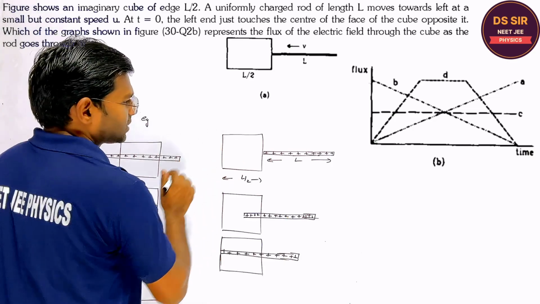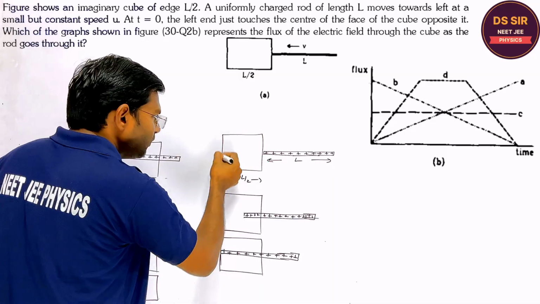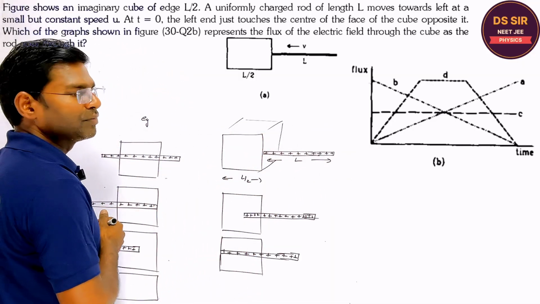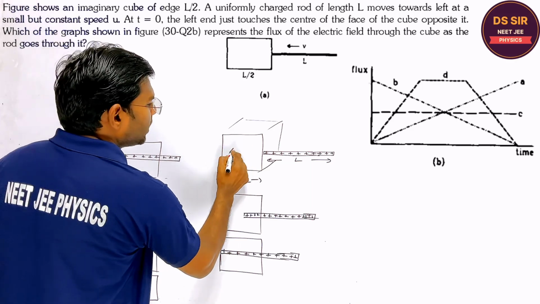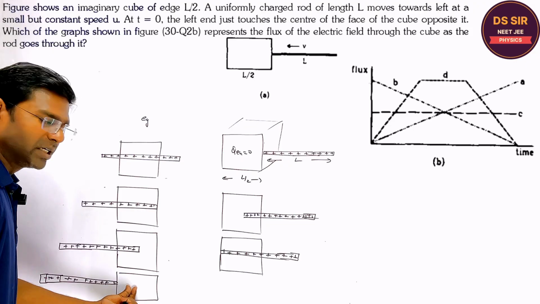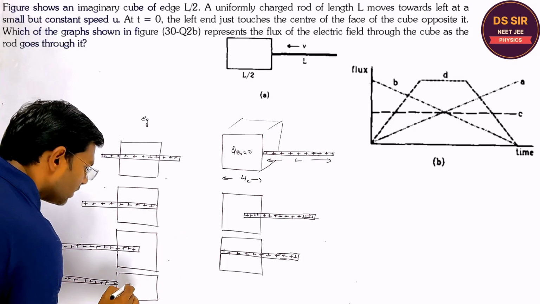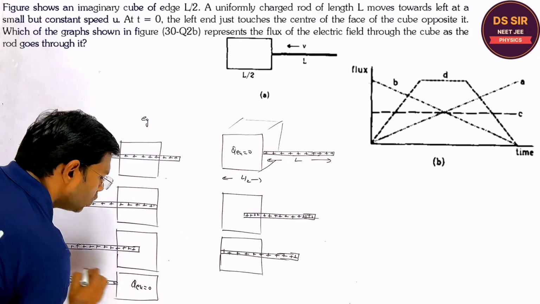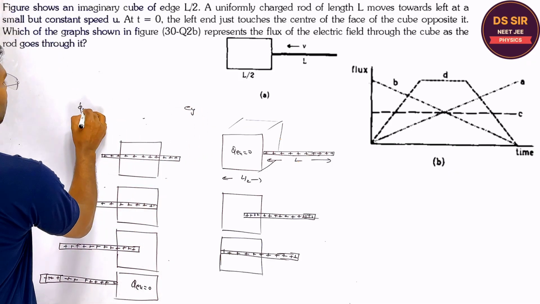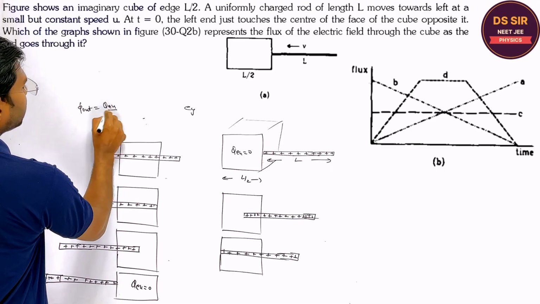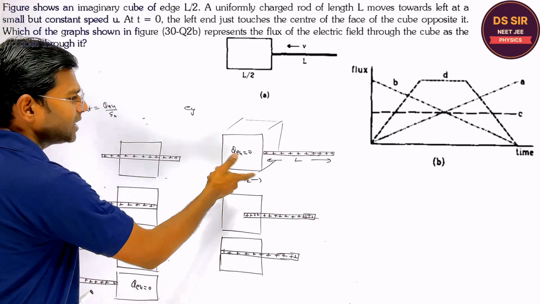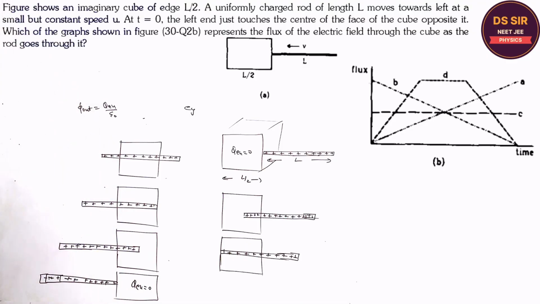So what is the flux linked with this cube? This is the cube, right? The rod is entering over here. So what is the charge enclosed over here? Say 0. And when the rod has completely come out from the cube, the enclosed charge is 0. So we will apply Gauss's law. The net outward flux is equal to charge enclosed divided by epsilon naught. So you have to make the graph between the flux as a function of time t. Is it clear or not?